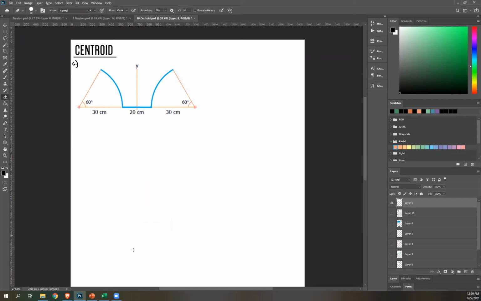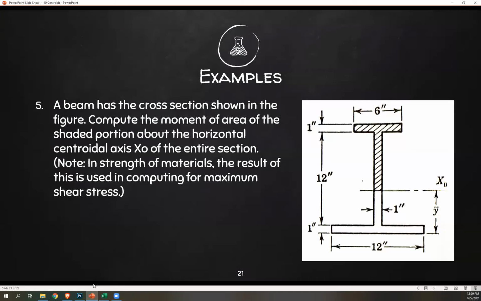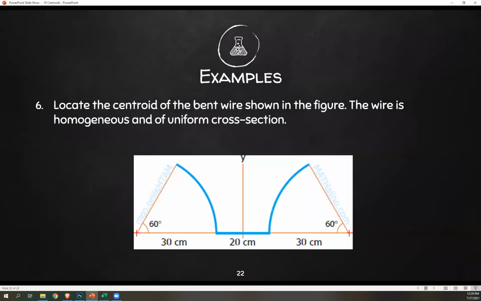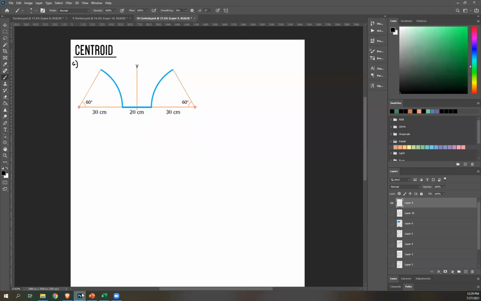Okay. So we have a line. We don't have an area anymore. So number 6, locate the centroid of the bent wire shown in the figure. The wire is homogeneous and of uniform cross section. So that just means we can consider this as a line. So same thing like we did earlier with our line example, separate this into recognizable segments.